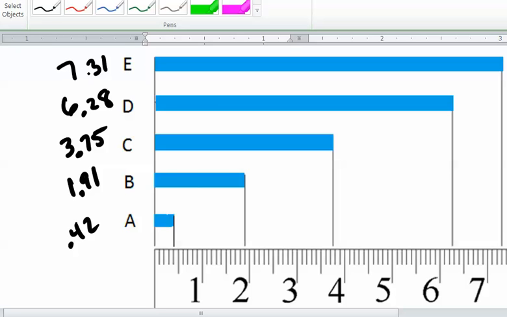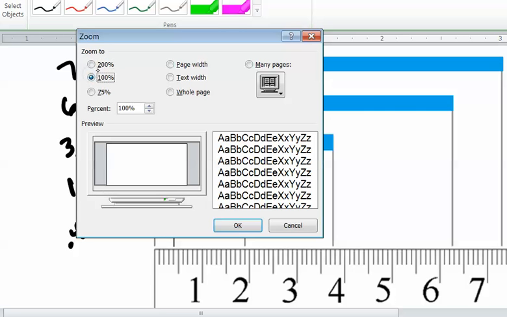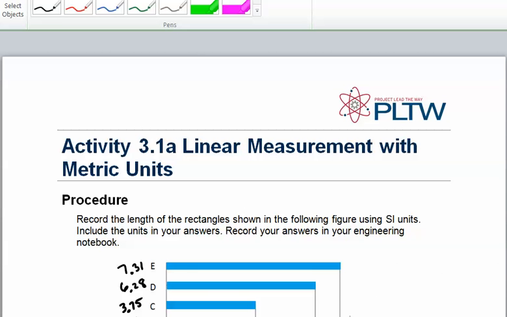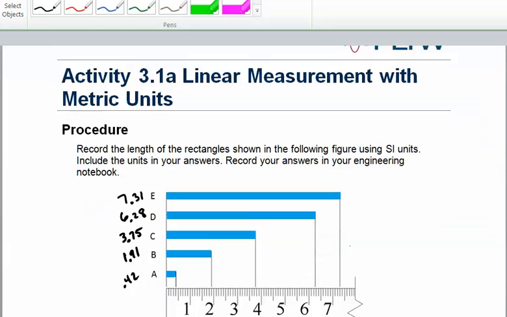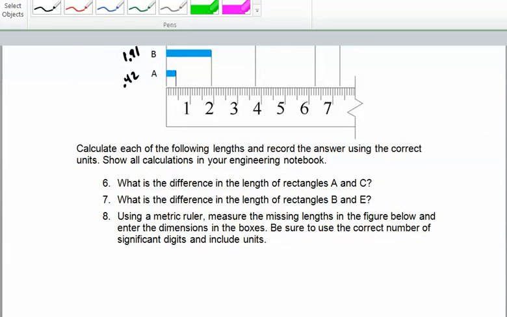I don't know why that decimal point won't stay there. Alright, so I'm going to go back now to 100%. Just unzoom it. And go to the next part.